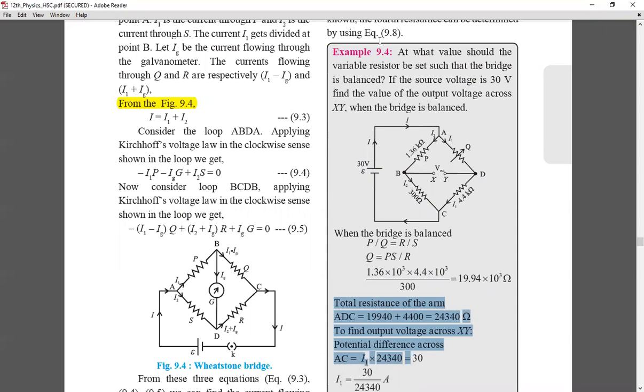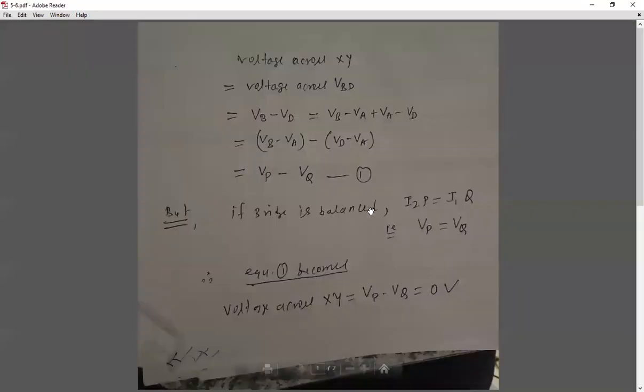Okay, let's move to the solution. So retain VB minus VA as VP and VD minus VA as VQ. If the bridge is balanced, then I2P equals I1Q, as we saw in our derivation. So this I2P is the potential across resistance P, and I1Q is the potential difference across resistance Q. Both of these are equal, so this will come as 0 volt.